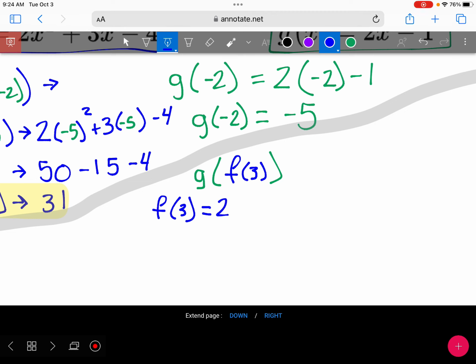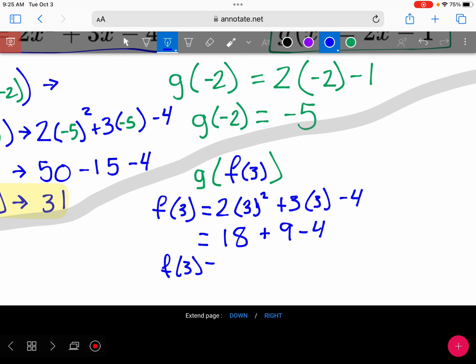So we're going to take our 2 and substitute in 3 squared plus 3 times 3 minus 4. So we're substituting in that 3. So f of 3 equals 2 times 3 squared gives us 18, plus 9 minus 4. So what does f of 3 equal? 23.